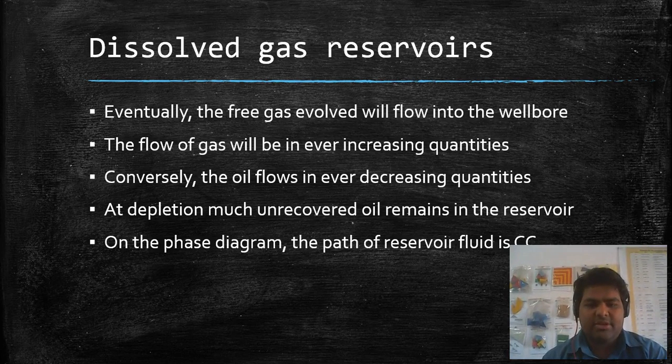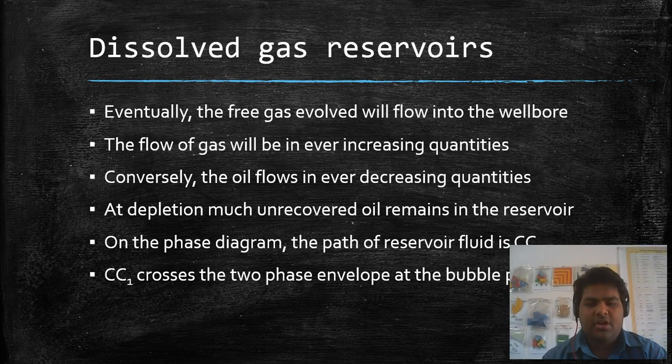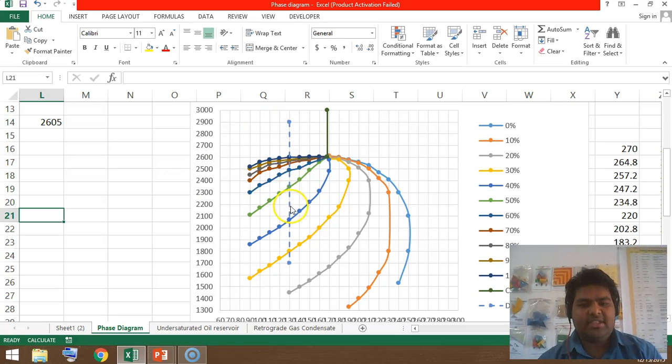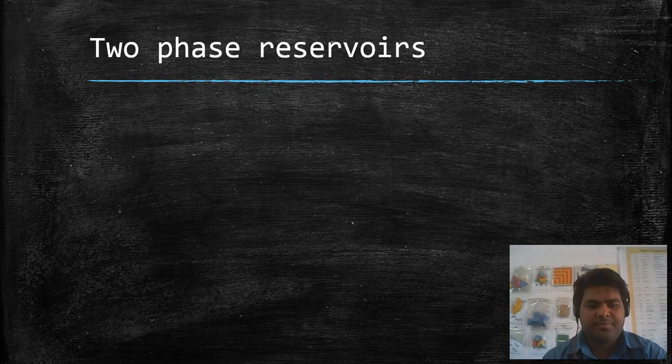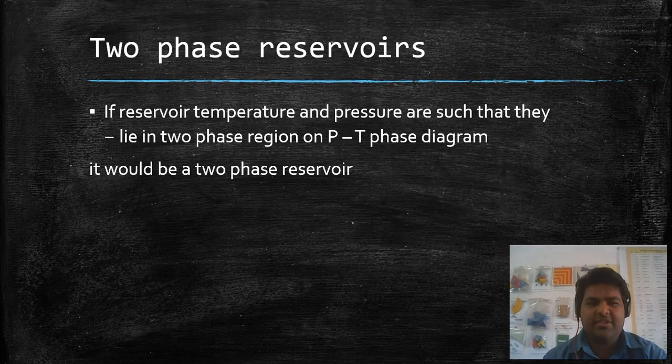So on the phase diagram, the path of reservoir fluid is CC1, which I just showed you. CC1 crosses the two-phase envelope at the bubble point. C1 is the bubble point, and it enters the two-phase region. The volume of oil will be decreasing as the pressure drops. Is it the volume of oil produced at the surface or at the reservoir? The answer is both. The volume of oil will be decreasing at the surface as well as in the reservoir as the pressure drops, because of compressibility and so on, which we will see later.